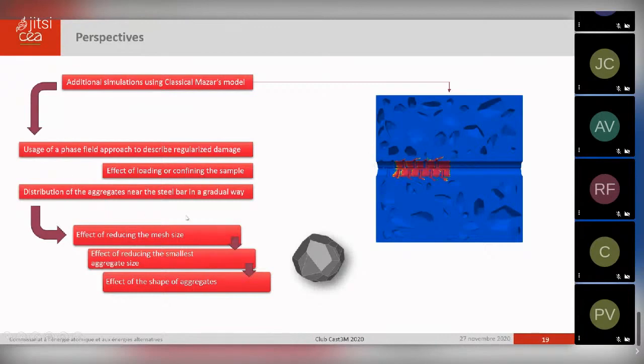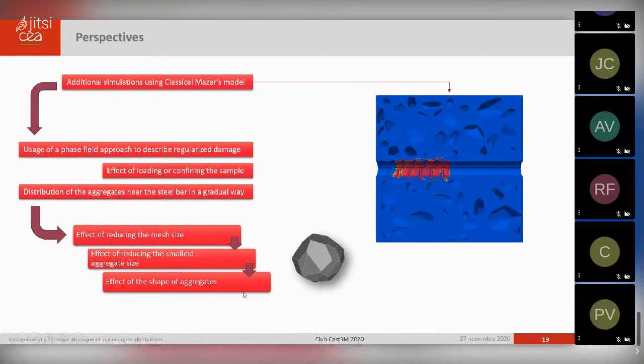Of course, studying the effect of reducing the mesh size is important, especially in non-linear simulations, because the mesh controls the shape of the cracking. Using a coarser mesh, we cannot see this kind of cracking. It will be invisible due to the large size of the elements.